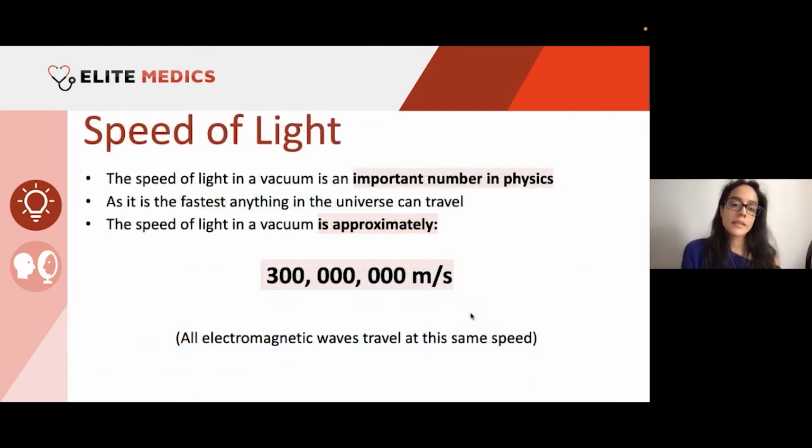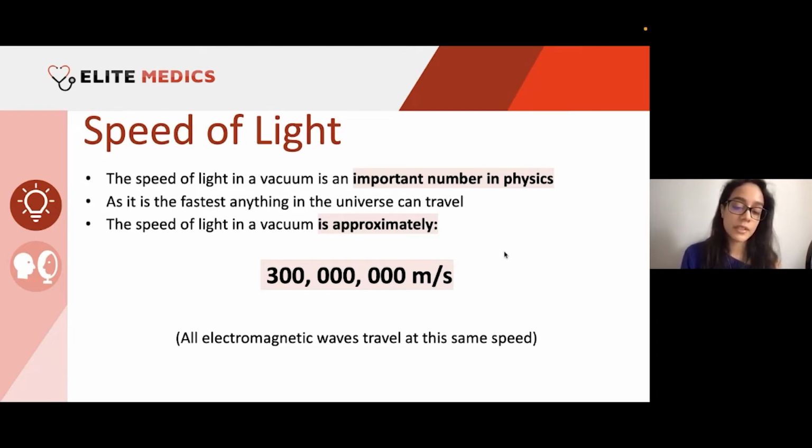Okay, so let's think about the speed of light. It's a really important number in physics. Remember I said that a vacuum is basically just a volume of space that doesn't have any matter in it. The speed of light, nothing else travels faster than light. Okay, it's the fastest thing in the universe. And scientists have measured it at approximately 300 million meters per second. So when light travels in a vacuum, it's traveling at around 300 million meters per second. It's really, really fast when you think about it.